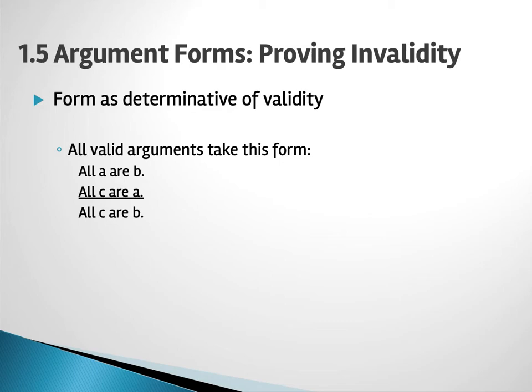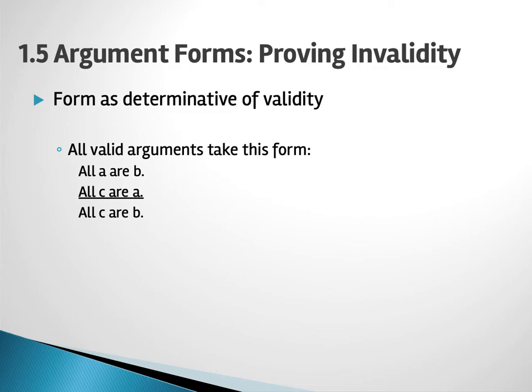Now, let me substitute A for animals and B for birds. All animals are birds. All cats are animals. Therefore, all cats are birds. This is false because the first premise is false. All animals are not birds. But the form hasn't changed. And you have a false premise and a false conclusion. The argument is still valid.